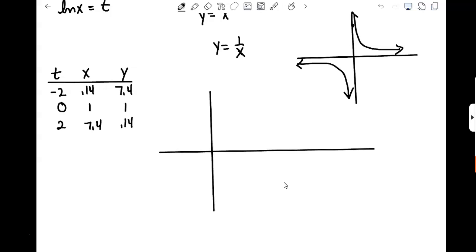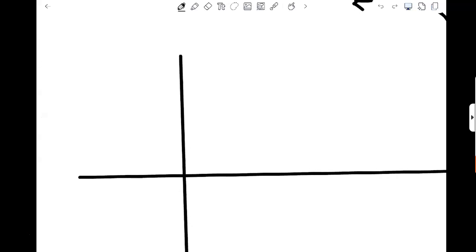Right, it's the upper half of that graph, starting at the point 0.14, 7.4, so right here. And then we get to the point 1, 1. And then we go the other way, to the point 7.4, 0.14, like so. So we're actually getting this part of that 1 over x function, with orientation going this way. Okay.